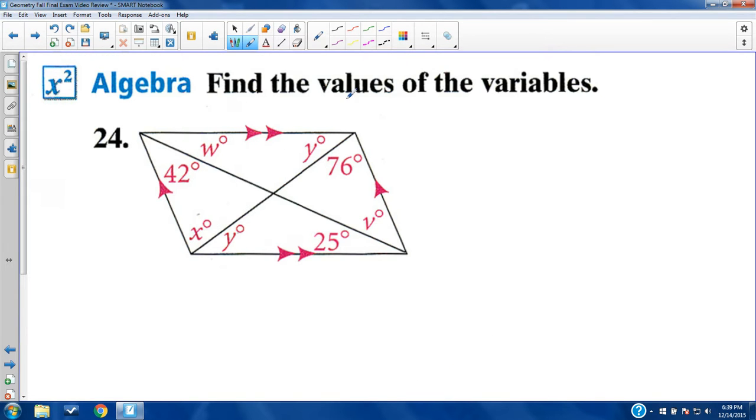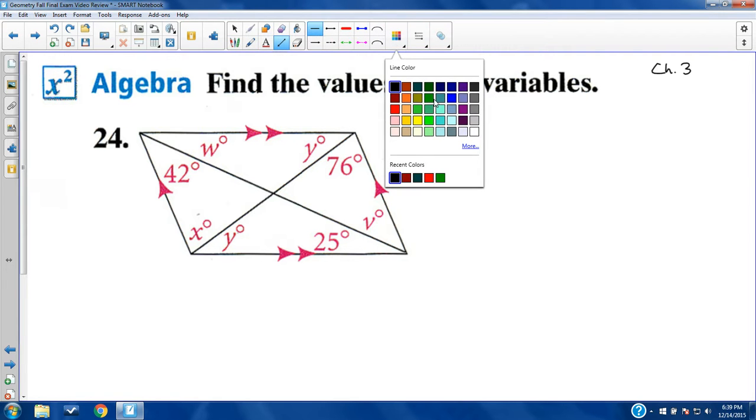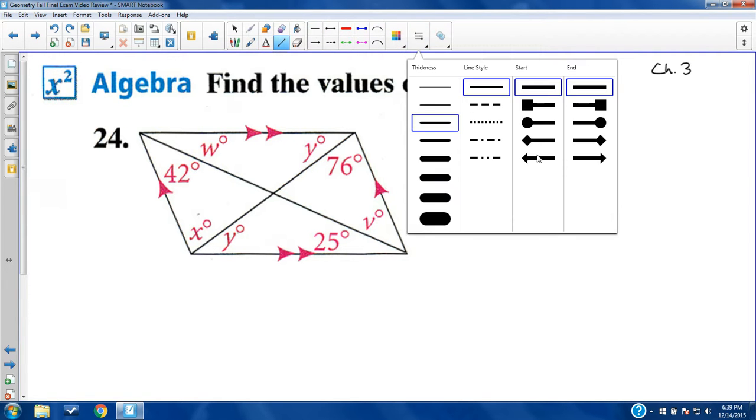Find the values of the variable. So obviously we're switching gears here. This is a new chapter. This one's involved in chapter 3, or unit 2 if you're in my class looking at this stuff. I do believe this was also on a quiz. So there are a lot of ways I can talk about this problem. For the sake of time, I might shorten that a little bit and not talk about all ways here.